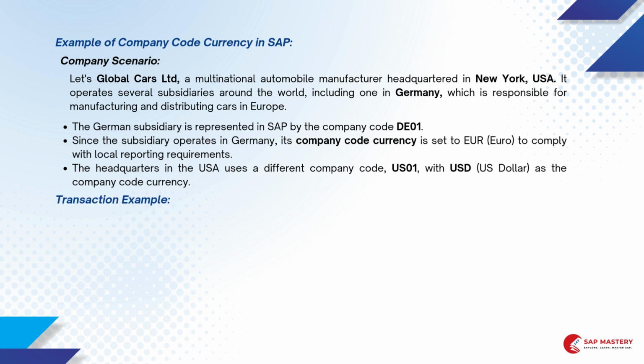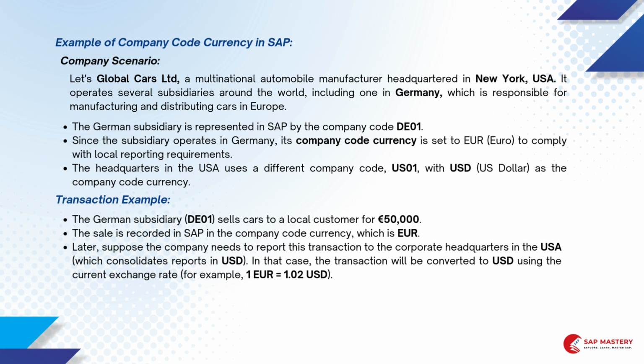Transaction example: the German subsidiary DE01 sells cars to a local customer for 50,000 euros. The sale is recorded in SAP in the company code currency, which is euro. Later, suppose the company needs to report this transaction to the corporate headquarters in the USA, which consolidates reports in USD. In that case, the transaction will be converted to USD using the current exchange rate. For example, 1 euro equals 1.02 USD.